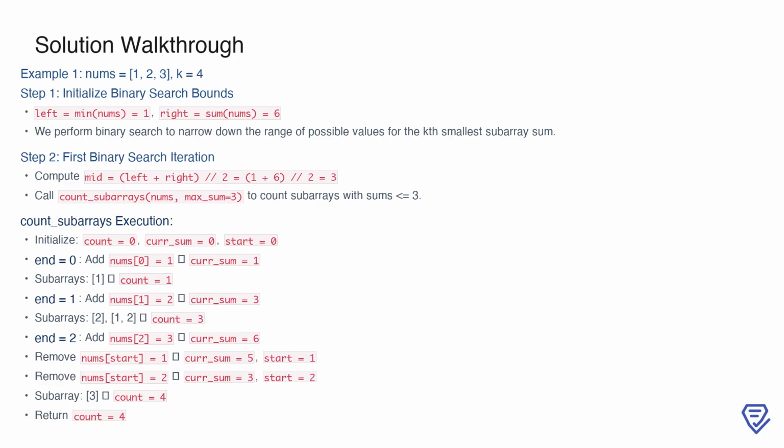For the first iteration, we calculate the midpoint, which is 1 plus 6, divided by 2, giving us 3. Next, we use a helper function, count_subarrays, to determine how many subarrays have a sum less than or equal to 3. Inside count_subarrays, we keep track of the current sum, a starting pointer for the subarray, and a total count of valid subarrays. As we iterate through the array, we add elements to the current sum and count the subarrays that meet the condition. When the sum exceeds the maximum allowed, we shrink the subarray by moving the start pointer forward and adjusting the current sum. For this example, the count of subarrays with sums less than or equal to 3 is 4, which we return to the binary search process.